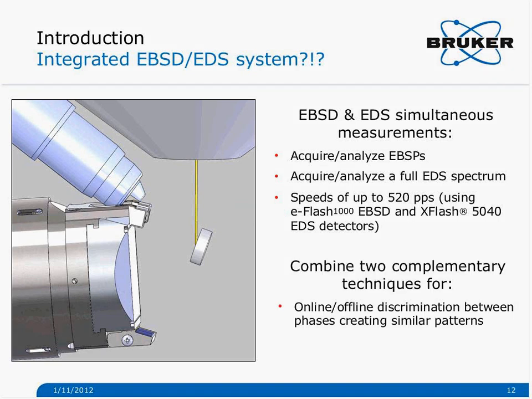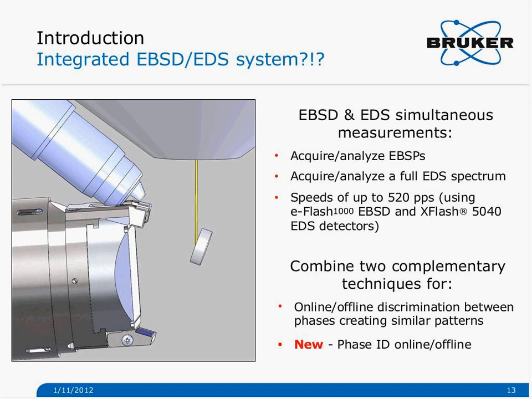And when we combine these two complementary techniques, there are a few advantages. One of them is something that is well known in the field and has been done for at least 15 years now, and that is to discriminate between phases creating similar patterns. And on the Bruker system, this can be done either online during the measurement or offline, after loading a saved map.